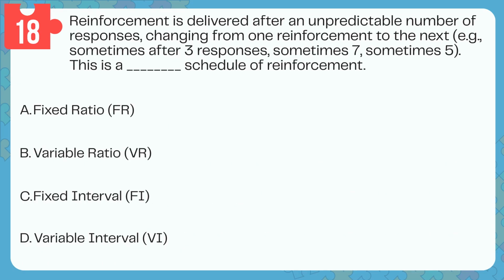Question 18. Reinforcement is delivered after an unpredictable number of responses, changing from one reinforcement to the next. For example, sometimes after 3 responses, sometimes 7, sometimes 5. This is a blank schedule of reinforcement. A. Fixed ratio, FR. B. Variable ratio, VR. C. Fixed interval, FI. D. Variable interval, VI.